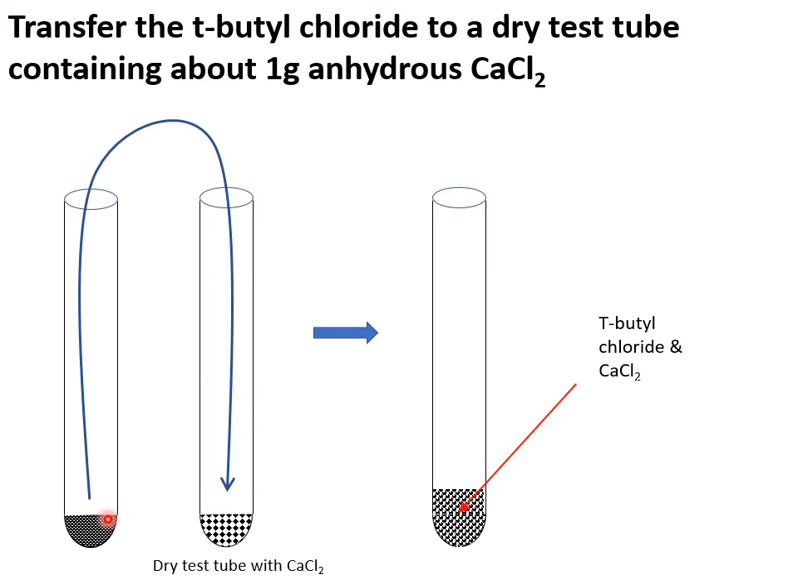Typically, you don't want water in your product in any organic reaction. So the next step is drying. So we use anhydrous calcium chloride. This is an excellent technique for removing water from any kind of organic product, right? So you want to put the calcium chloride into your test tube, and then it'll become a dry product.